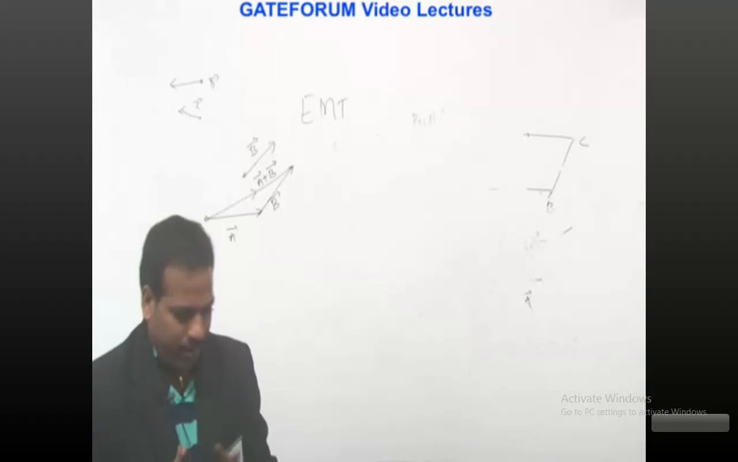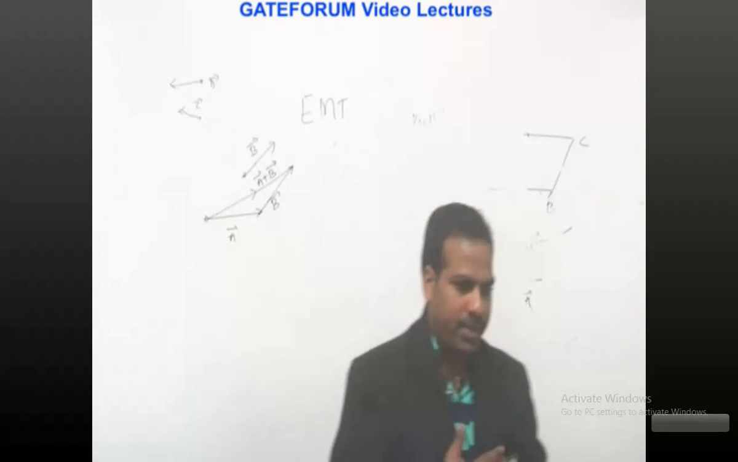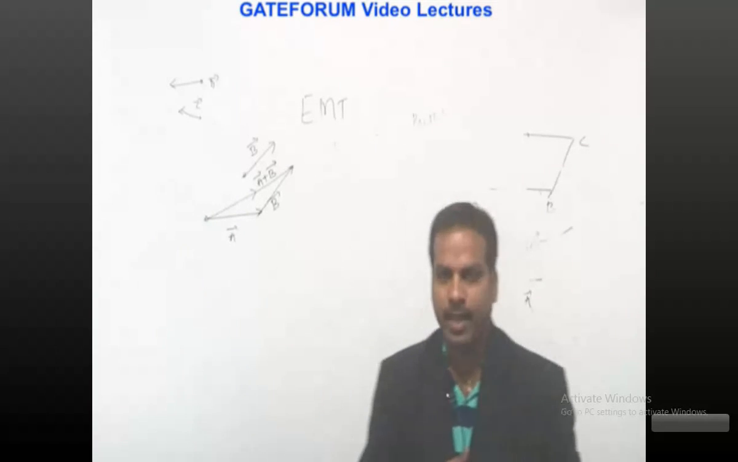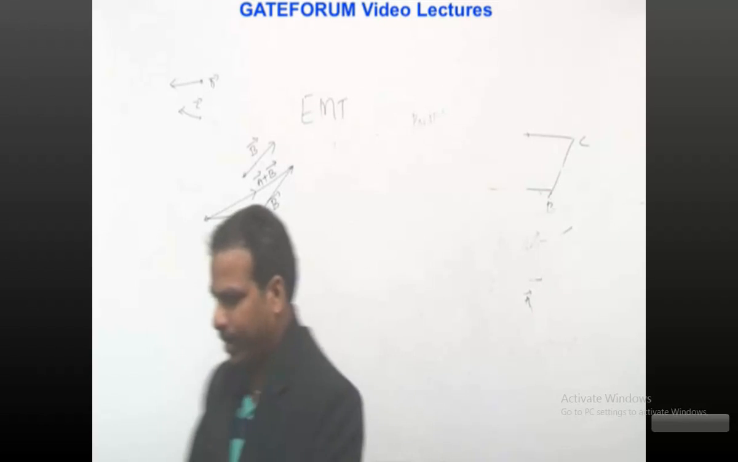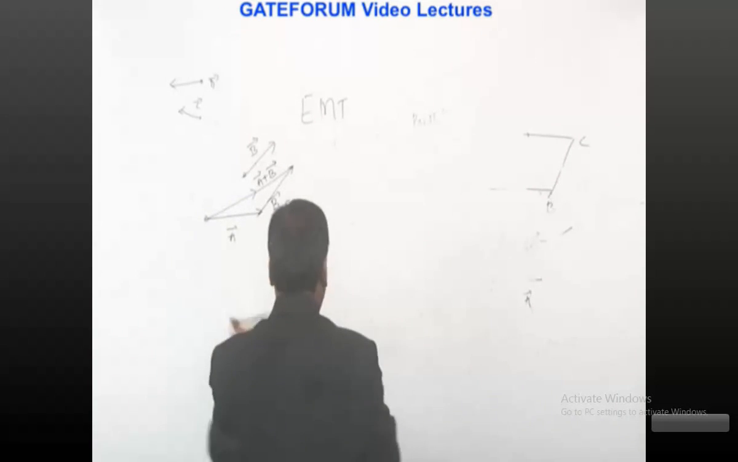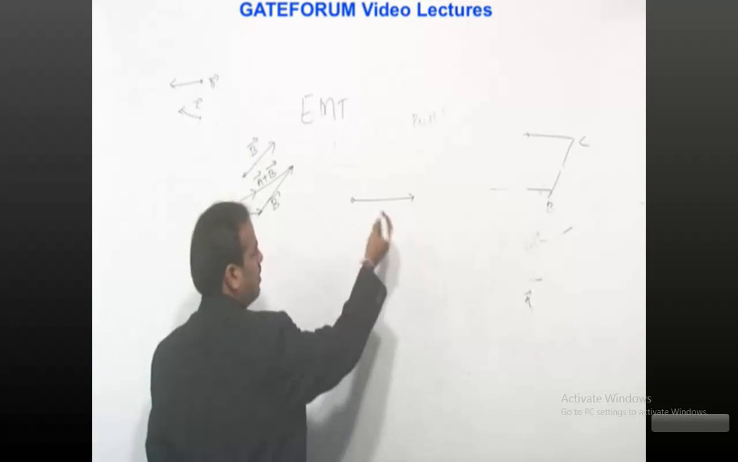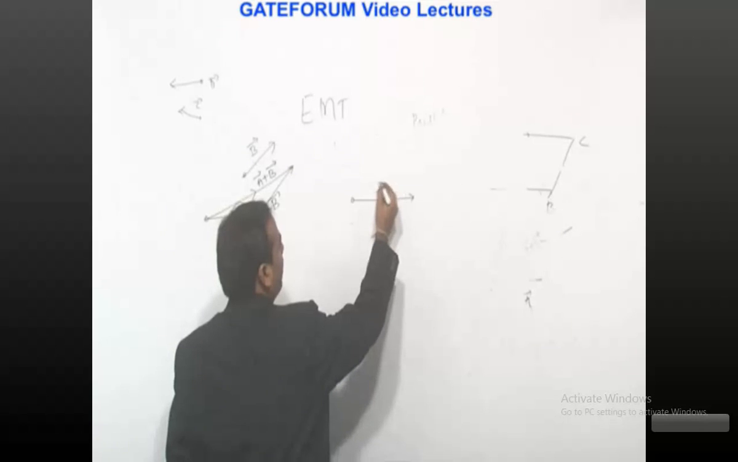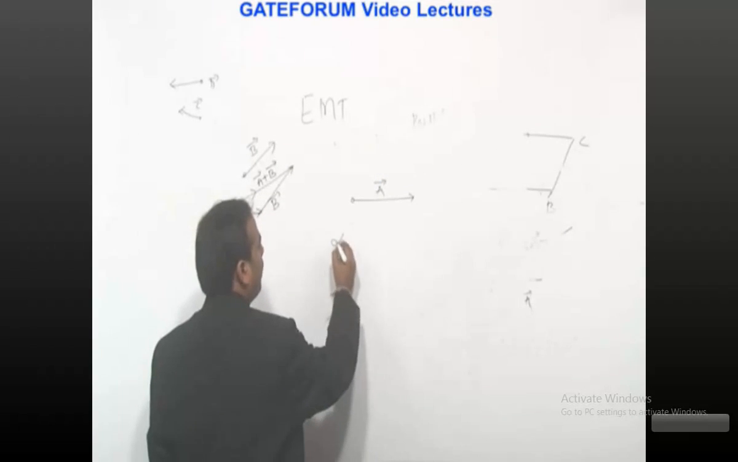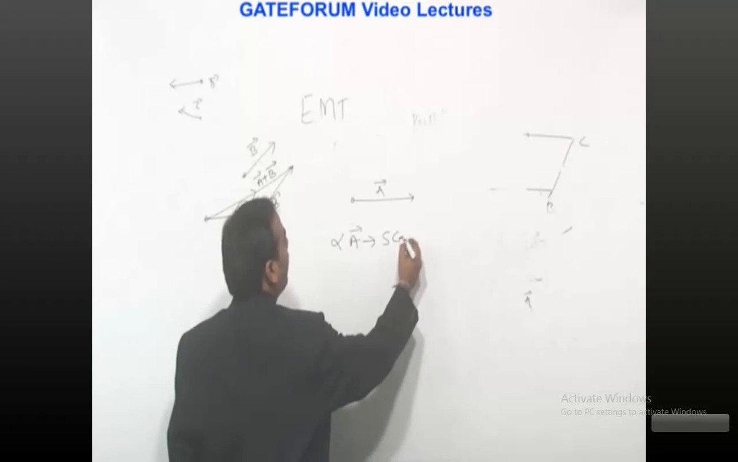So we should see for what constants its magnitude will be affected, and for what constants its direction will be affected. Let us assume that this is a vector A bar. Let's call alpha A bar, which is nothing but scaling of a vector.